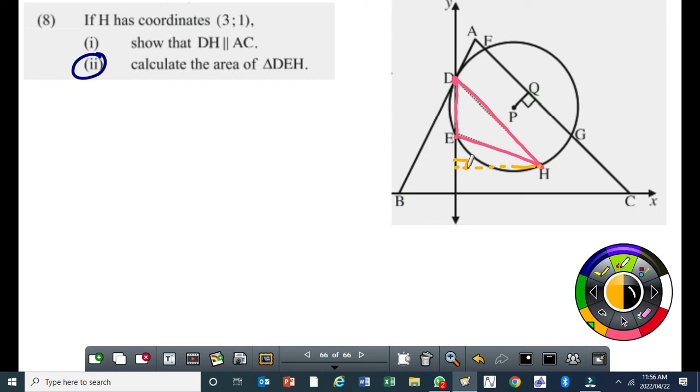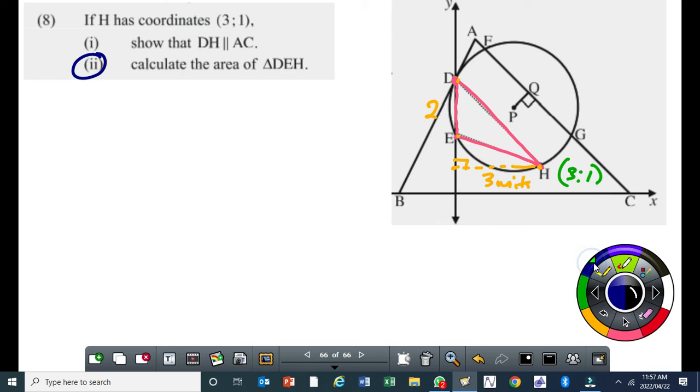And that height, we can find it from the coordinates of H. What is the value of y here? 1. What is the value of x here? 3. So if I were to ask you what would be the length from here to H, it would be 3 units. Are you following that? So our height would be 3 units. Then DE will be the base, and this is equal to 2. We calculated it already.